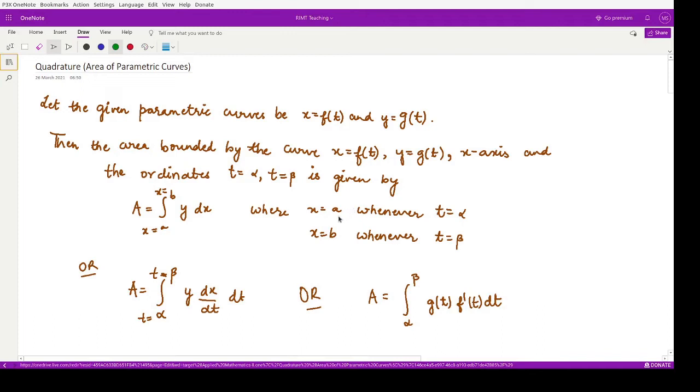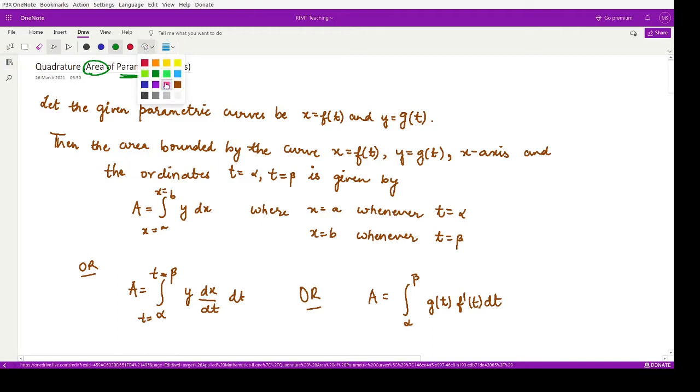So today we shall be studying about quadrature, that is the area of the parametric curves. In the last class we have seen how to calculate this area for Cartesian curve. In this lecture we will be talking about parametric curves.